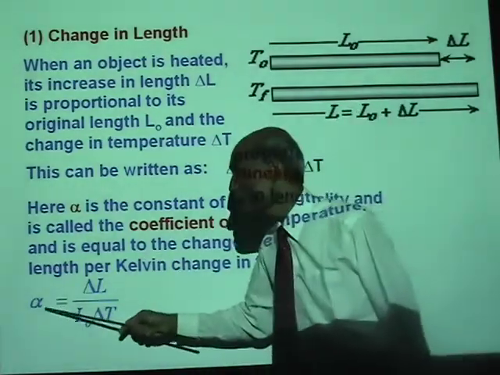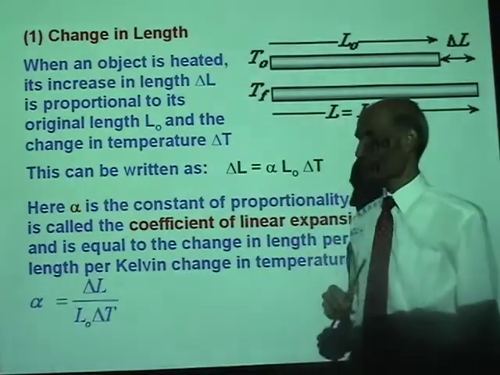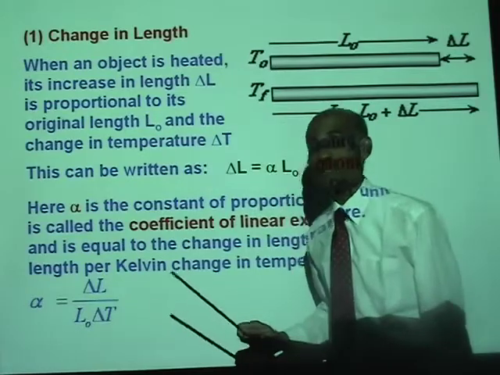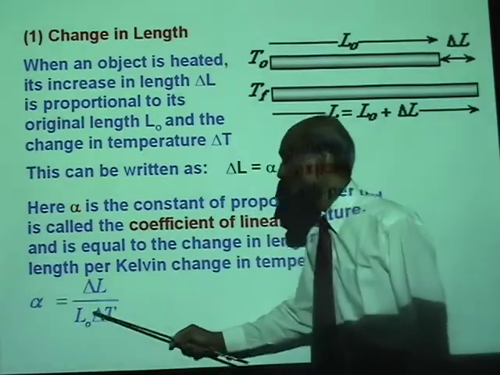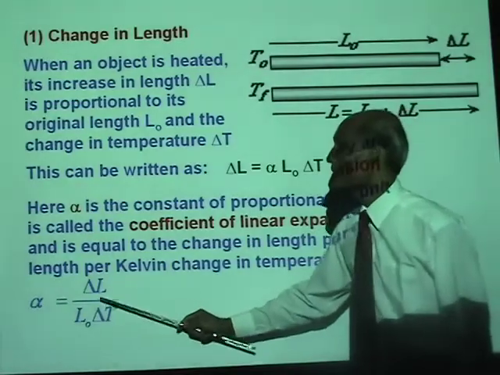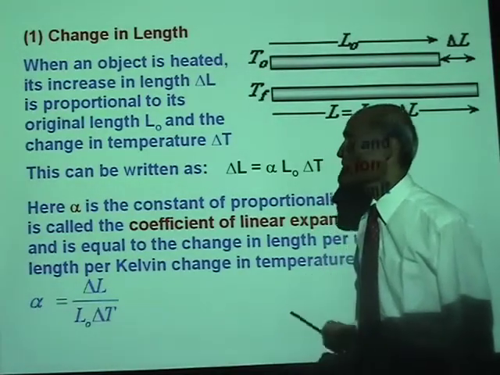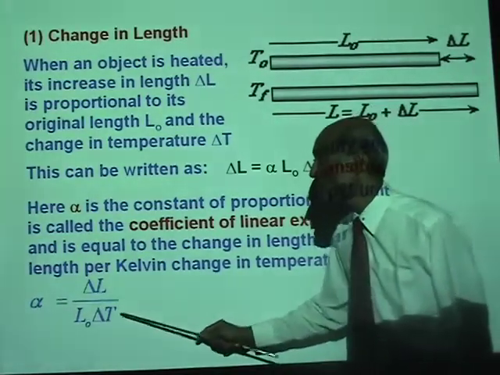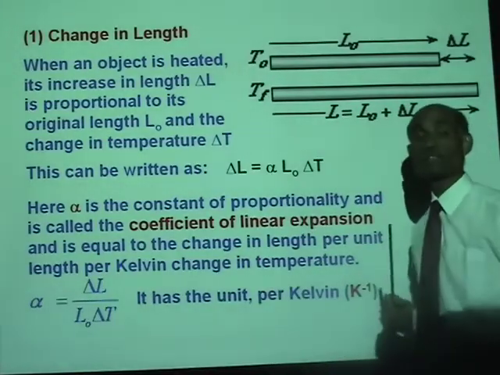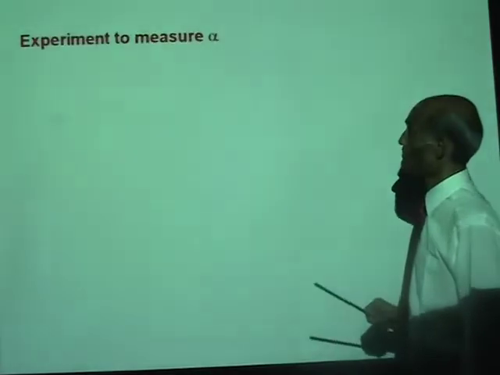Tell me, what is the unit of alpha? If you notice, the unit of delta L is meter, the unit of L0 is meter, and therefore those will cancel. The unit of alpha therefore will be per Kelvin. The unit of alpha is per Kelvin.